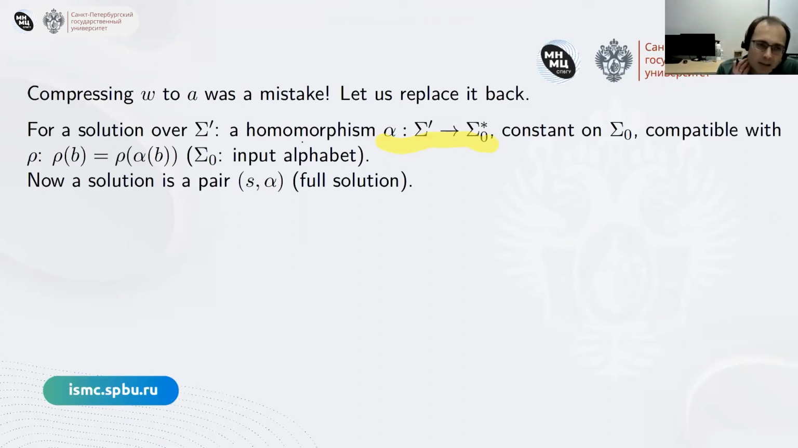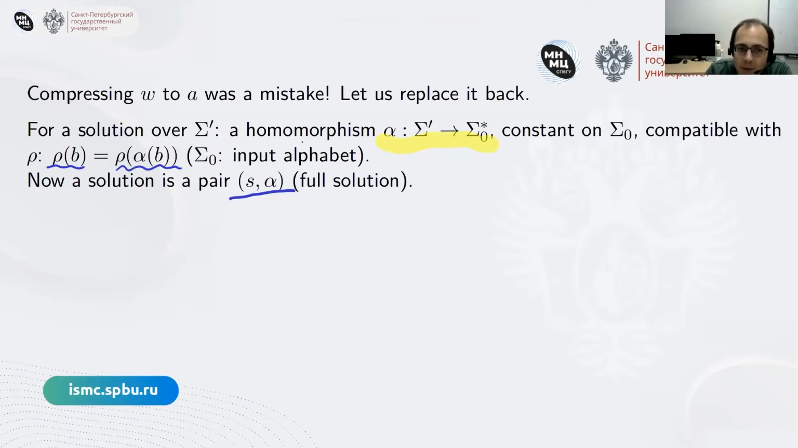And moreover, this should respect the constraints in the sense that if we look at the transition for some letter B, then it's the same as the transition of the word with which we replace this B. Okay, so the idea is that alpha on B is the word which is compressed to B, so the transition of B and the transition of the original word alpha on B should be the same. Okay, and this is stored together with the solution. So now a solution is not only a substitution, but also this additional information: what are the strings that those additional letters represent in terms of the original alphabet?